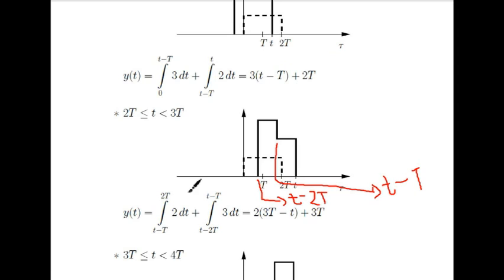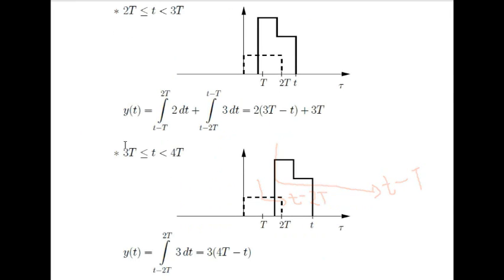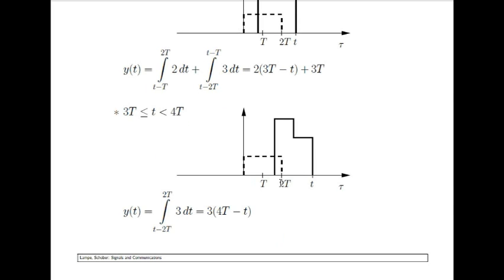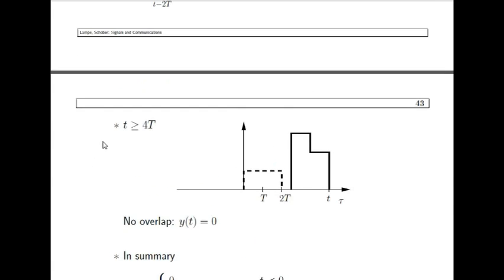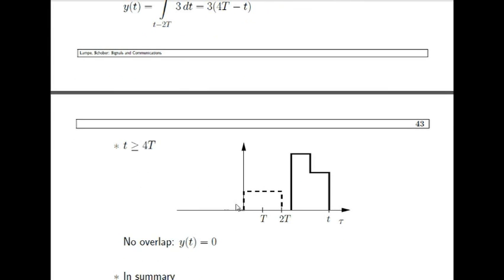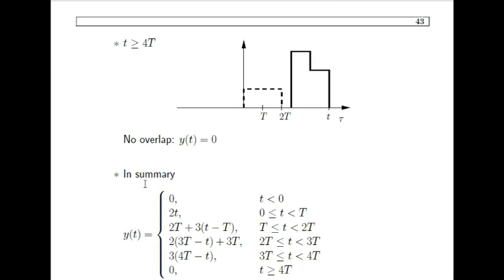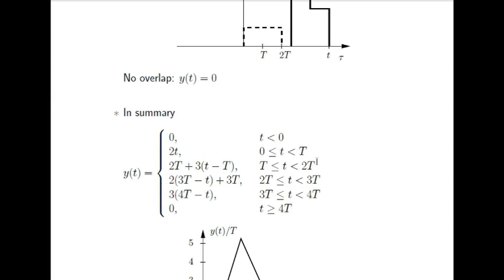Now let's see for t between 3T and 4T. The graph will look like this. Here you need to integrate between t minus 2T and 2T, where the value is 3. And for t greater than or equal to 4T, they do not overlap, so y(t) is equal to 0. This is the summary of the function y(t), and you can represent it graphically also.